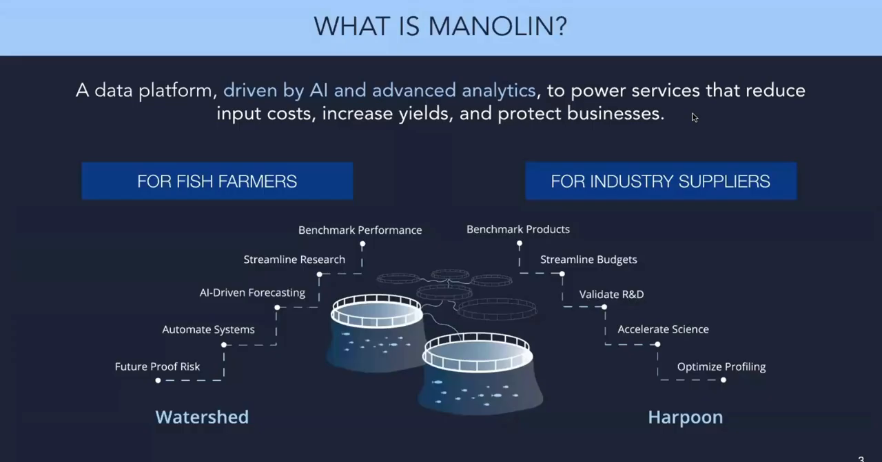As far as the company and what we do, we're a data platform powered by AI and advanced analytics, and we're a deep tech company really focused on insights within the industry. And we really support both sides of the business, whether that's for fish farmers themselves or for industry suppliers. And the number of services that we perform go from building disease forecasts, benchmarking products, validating R&D.